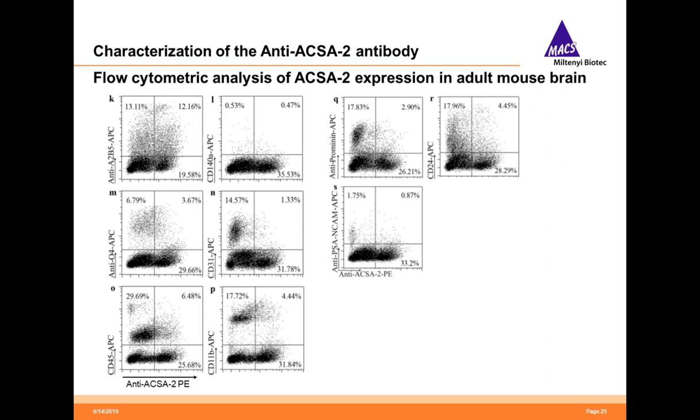And then in the adult mouse brain, we see again that A2B5 positive glial restricted precursors are partly AXA2 positive, and O4 positive oligodendrocytes, CD31 positive endothelial cells, and CD11b, CD45 positive microglia, and also PSA-NCAM positive neurons are devoid of any AXA2 expression. And in the adult mouse brain, the expression of AXA2 on prominin positive cells is not detected anymore, as you see in Q.